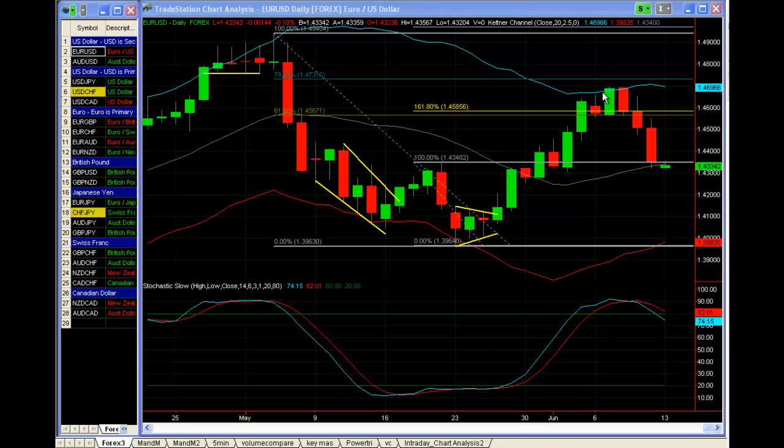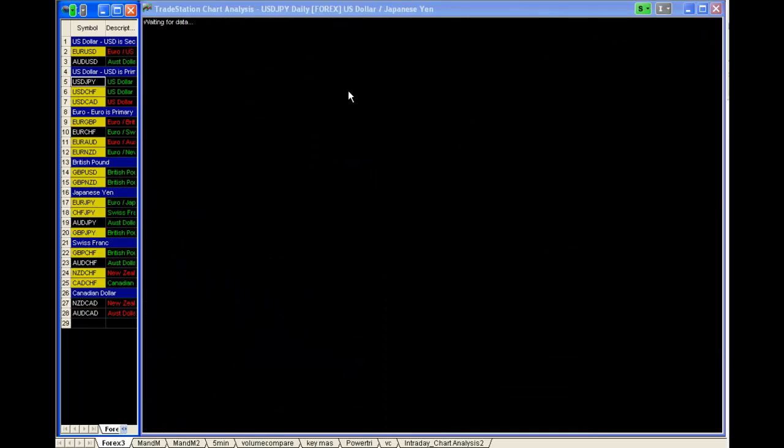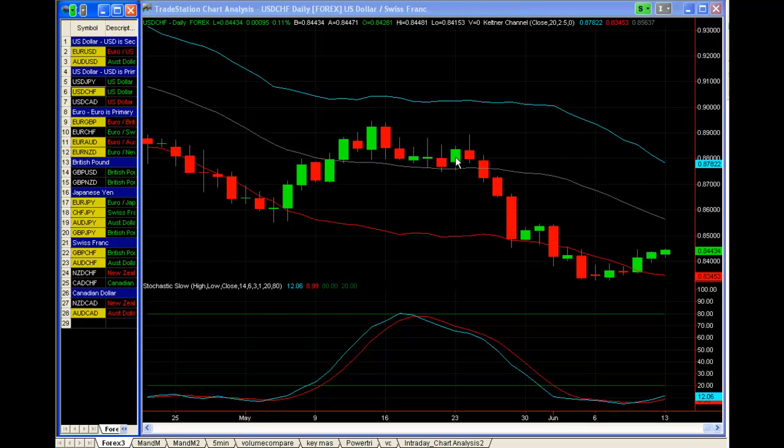Let's start with the Euro. It tagged the upper Keltner and then retraced back to the moving average. Wait and see mode here, see what sets up over the next session or so. The Aussie dollar tagged the top of this range, even tried to break out twice, couldn't do it. Now look for the bottom of the range to be tested. Here's the dollar yen. Watch the moving average as potential resistance.